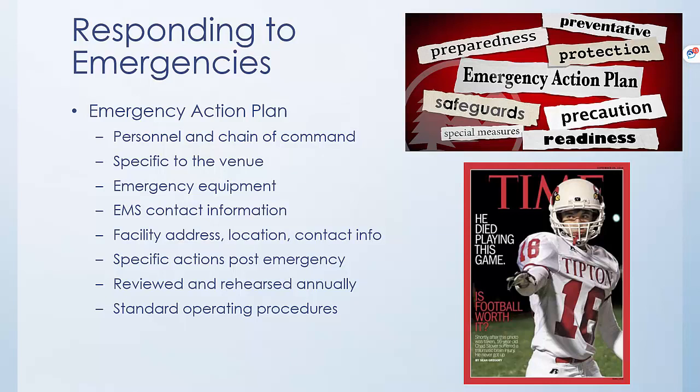The components of an emergency action plan should be specific to each venue and include maps and/or specific directions to that venue. On-site emergency equipment that may be needed in an emergency situation should be listed. The emergency action plan should identify personnel and their responsibilities to carry out the plan of action with a designated chain of command. Appropriate contact information for emergency medical services, facility address, location, and contact information should be identified in the emergency action plan. The plan should specify documentation actions that need to be taken post-emergency as well.